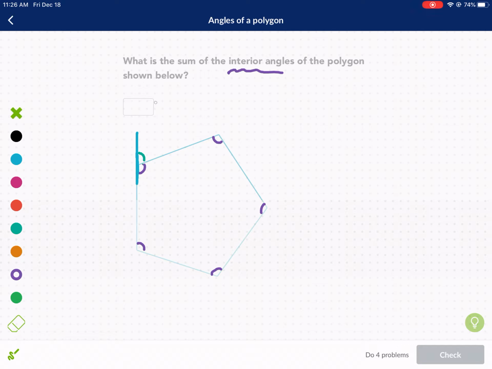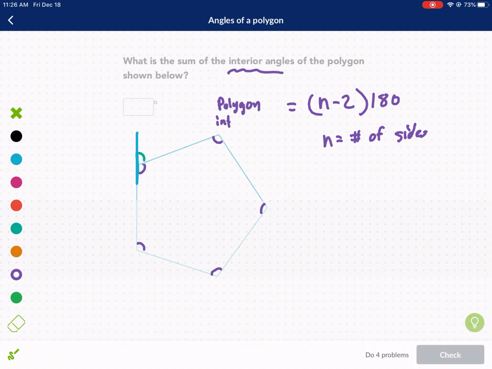And we need to know the equation for these angles. Now the equation for the sum of the interior angles of a polygon is n minus 2 times 180. Now n is equal to the number of sides. So this equals the polygon interior angle sum, okay, just so you know.